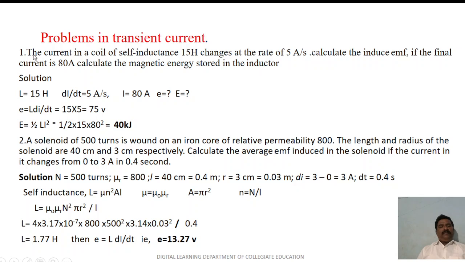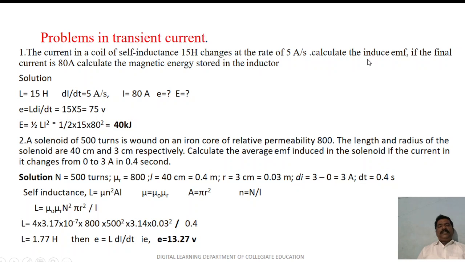Problem 1. The current in a coil of self-inductance 15 Henry changes at the rate of 5 amperes per second. Calculate the induced EMF. If the final current is 80 amperes, calculate the magnetic energy stored in the inductor. So what is given in the problem is the self-inductance of the coil, 15 Henry, and the rate of change of current, 5 amperes per second. So calculate the induced EMF.